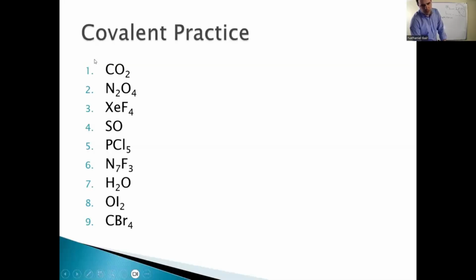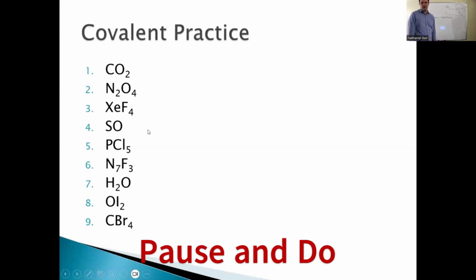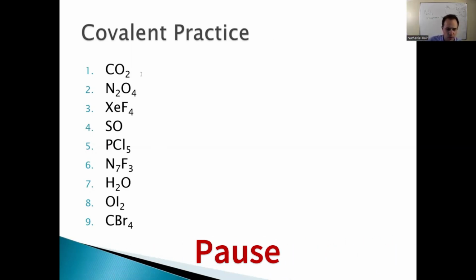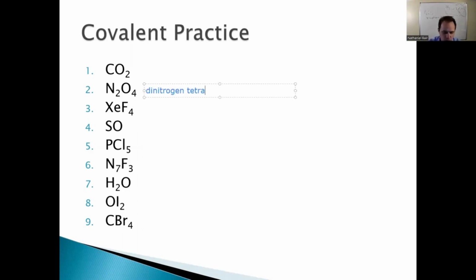Try these. We actually just did number 1. Try those. Give me the names. You got this. Here we go. We did number 1, carbon dioxide. Number 2 is going to be dinitrogen tetroxide. So it's tetraoxide, but it becomes tetroxide because you drop the A.